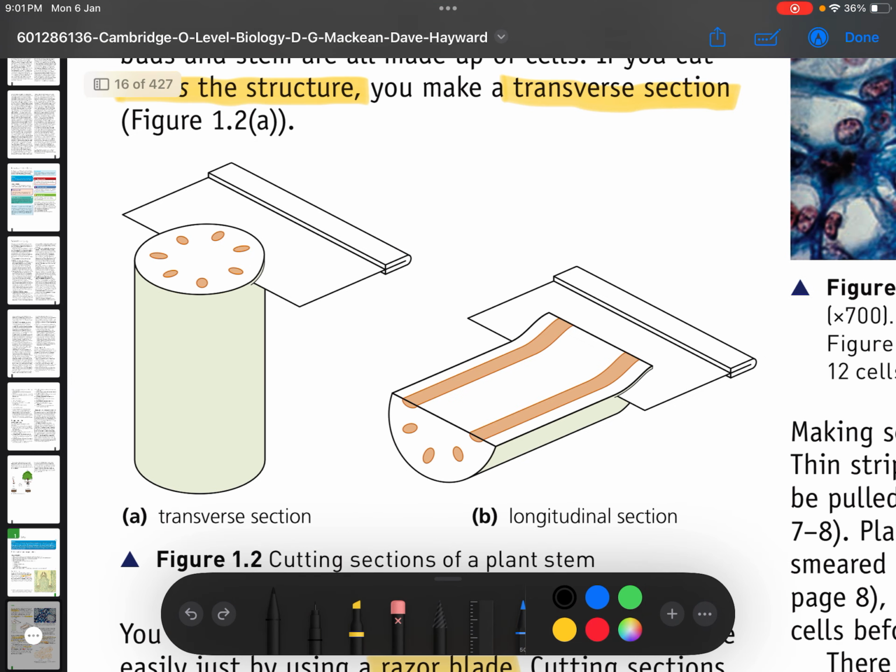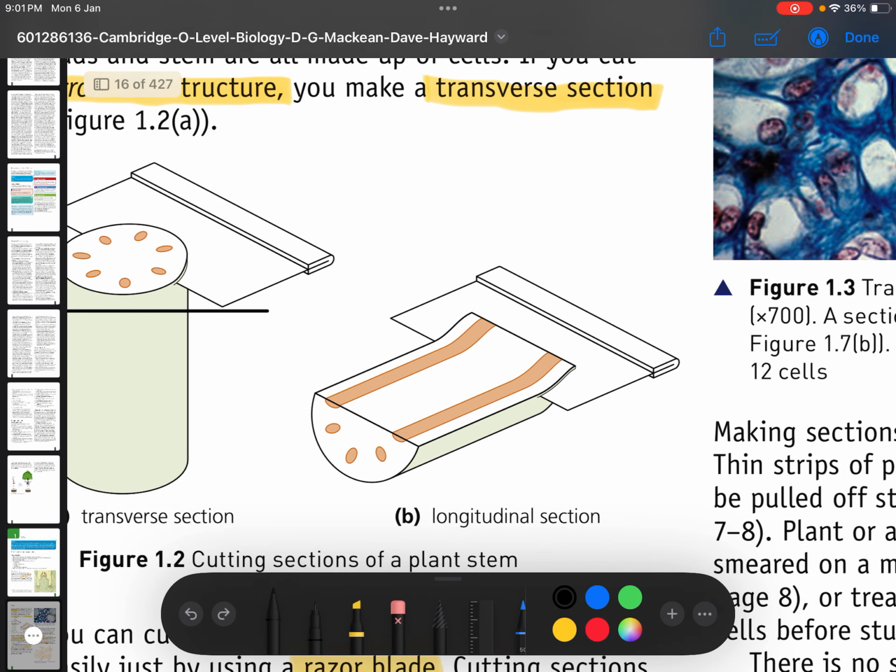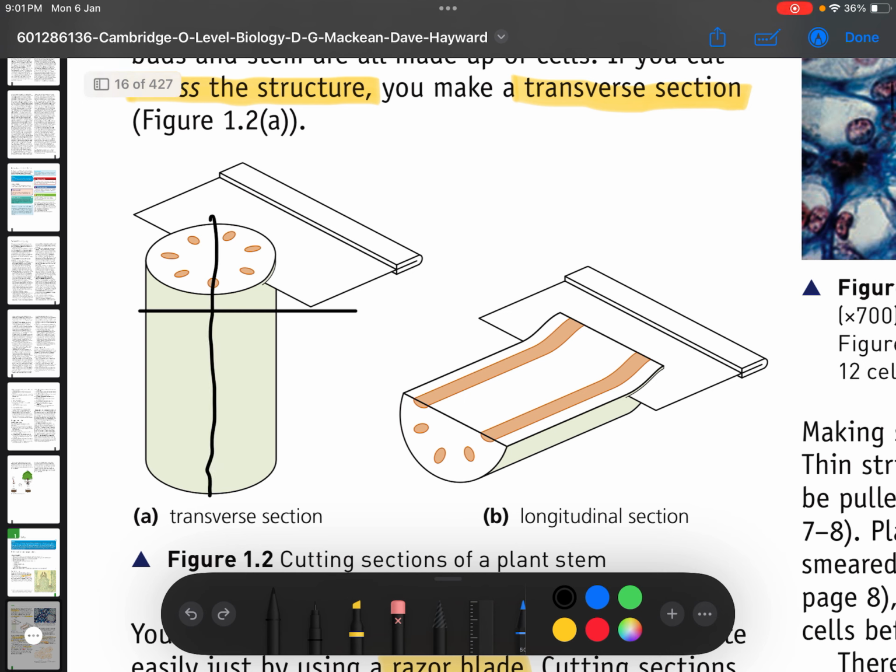As you can see here, the razor blade is being cut in this direction, horizontal, and when you do cut it, you will see this area of contents. This is the image you will see, right? If I make a cut. Whereas if I make a cut longitudinal, then I would be seeing the contents from this point of view, right?